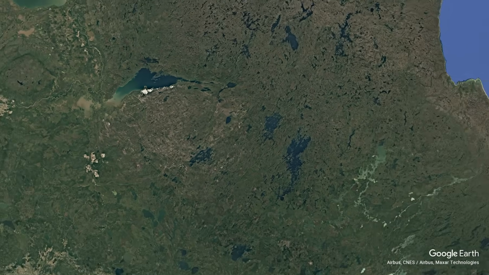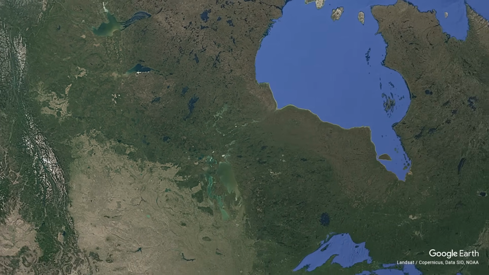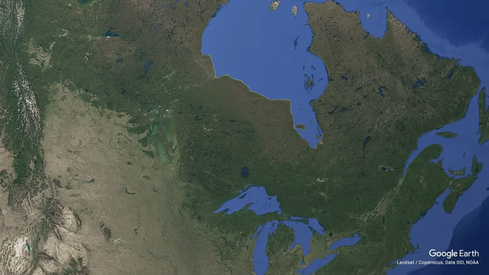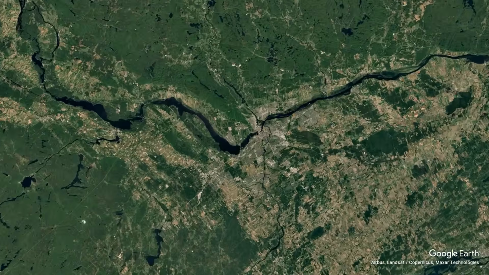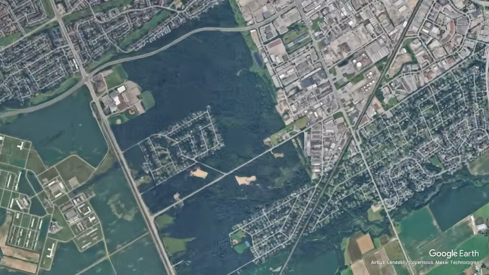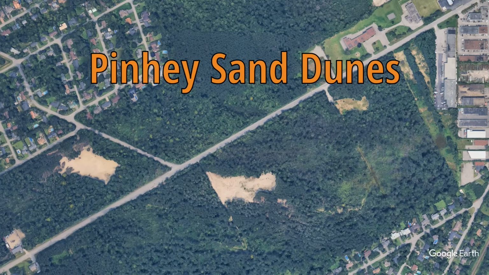The next dunes in Canada are very unique. This is because they are not found in an isolated area. Instead, they are found near a very populated urban area. These are the Penny Sand Dunes, less than 10 miles away from Ottawa's downtown.